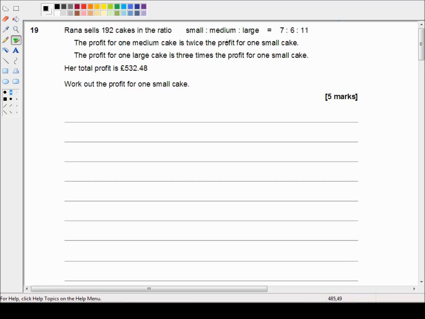Okay, so this is our ratios in proportion. What we're saying is that she sells 192 cakes in the ratio small to medium to large is 7 to 6 to 11. So 7 out of a total of 7 plus 6 plus 11, well, 7 plus 11 is 18, 18 plus 6 is 24. So 7/24 of the cakes that she sells, which is 192, are small.